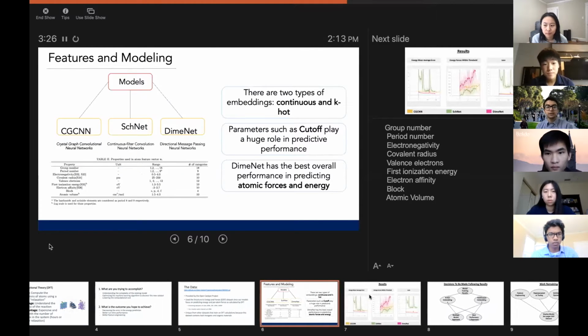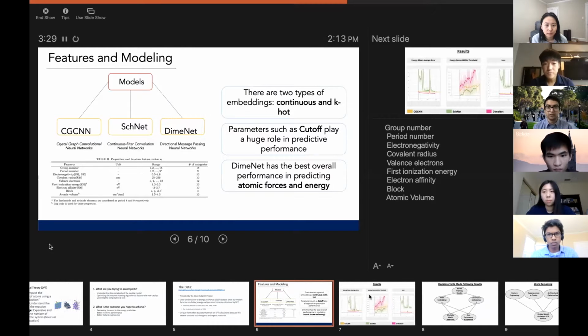So here we will discuss our features and the models that we used. Like mentioned before, we're testing 3 types of models: CGCNN, SchNet, and DimeNet. Crystal graph convolutional neural networks, or CGCNN, is a framework for representing crystal systems that provides both material properties and property predictions. The crystal graph encodes both atomic information and bonding interaction between the atoms, so it can help us predict these properties.